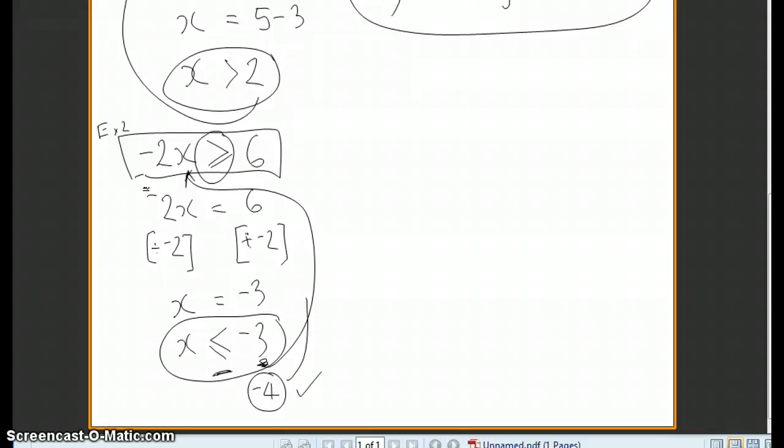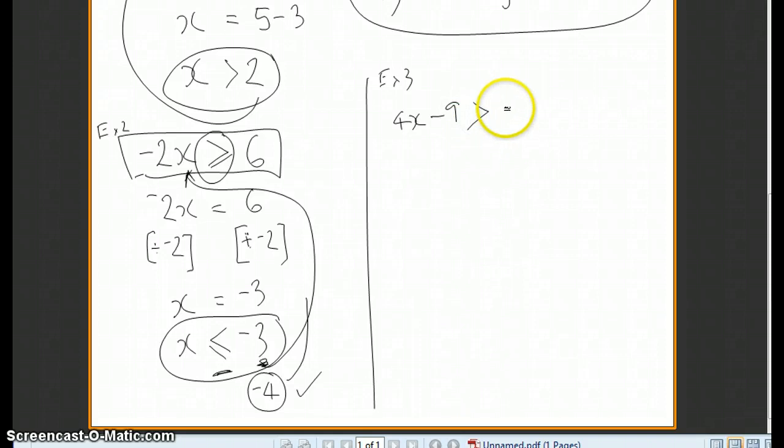I'll do one. I'll show you this one here. And there's two ways of doing this. This one is example 3. If I choose 4x minus 9 greater than 3x plus 1. Okay, so x on both sides of the equation.